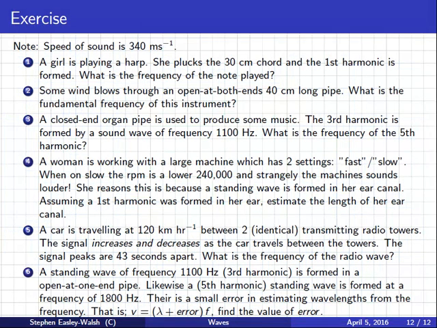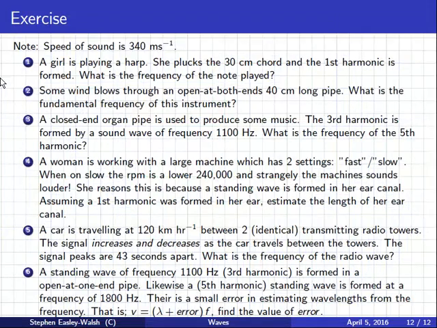Next. A woman is working with a large machine which has two settings, fast and slow. When its RPM is 240,000, the machine sounds louder. She reasons this is because the standing wave is formed in her ear. Assume a first harmonic was formed. How big is her ear?